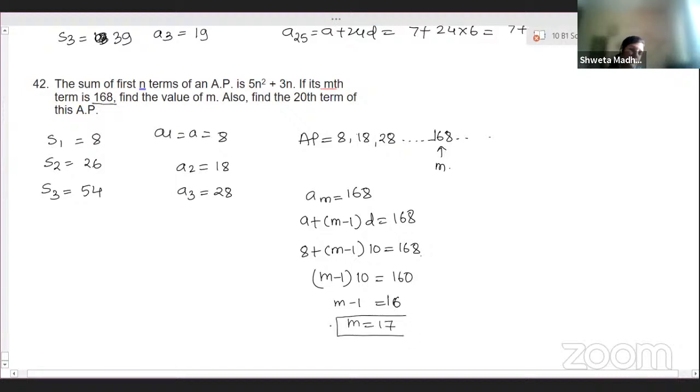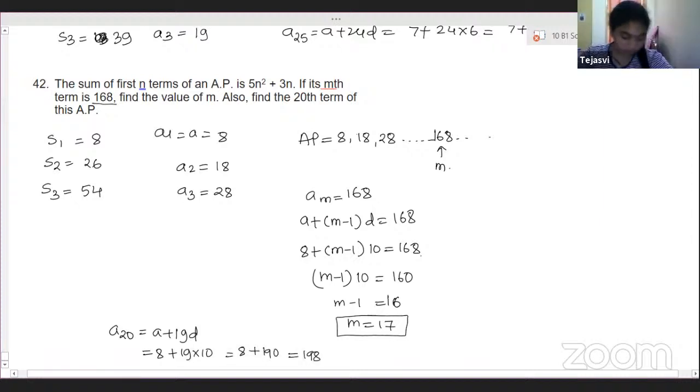And then also you have to calculate the 20th term. A20 you have to calculate. A plus 19D. 8 plus 19 into 10. That is 8 plus 190. So answer is 198.